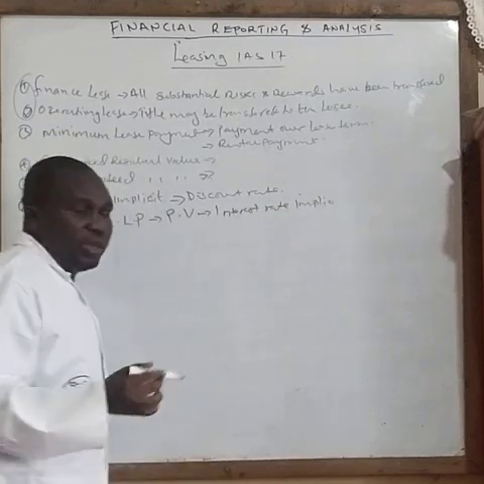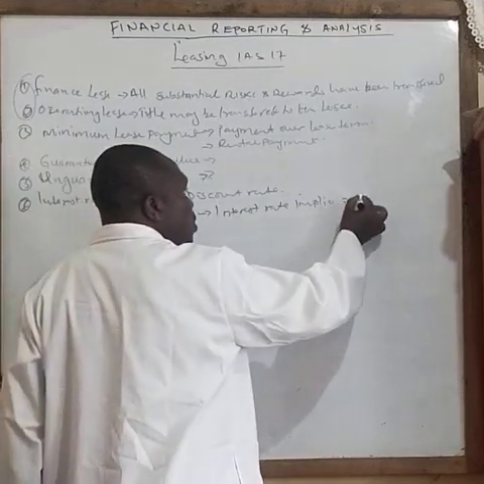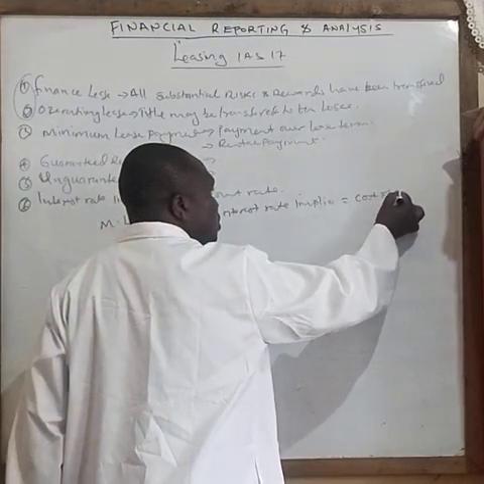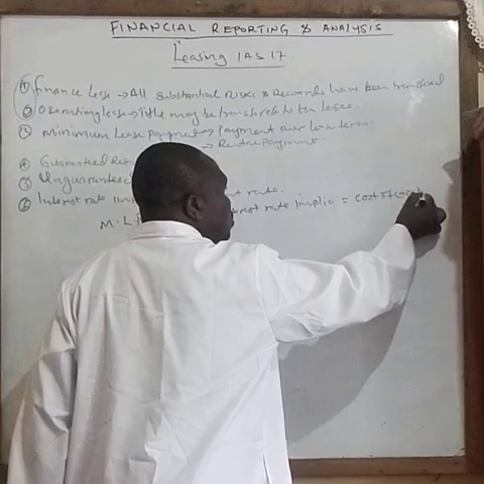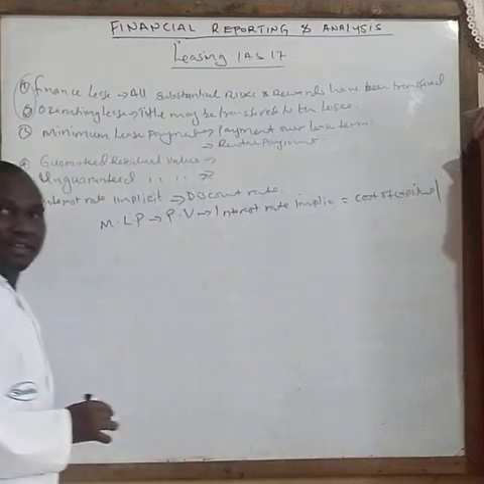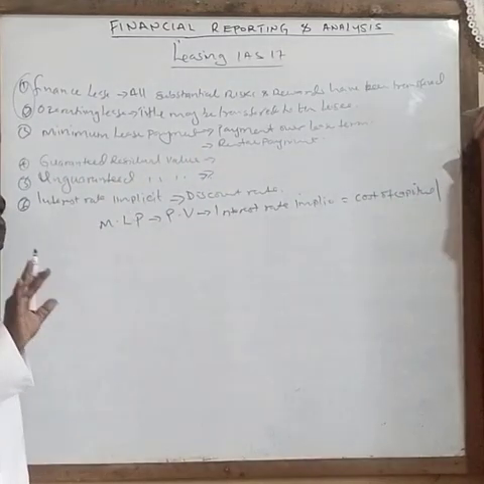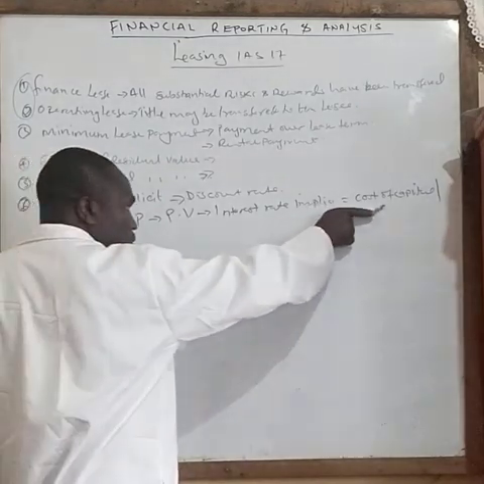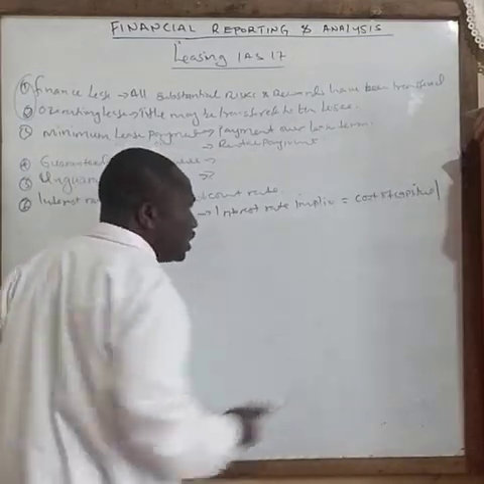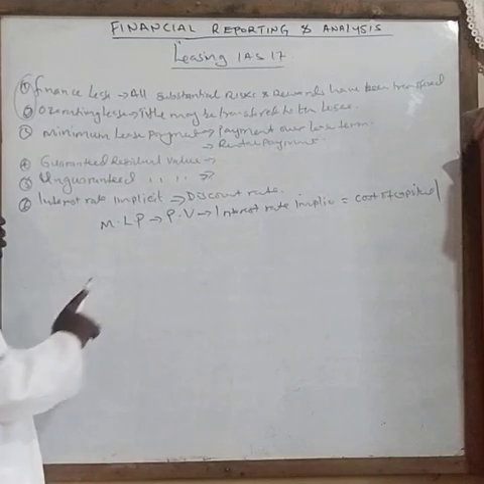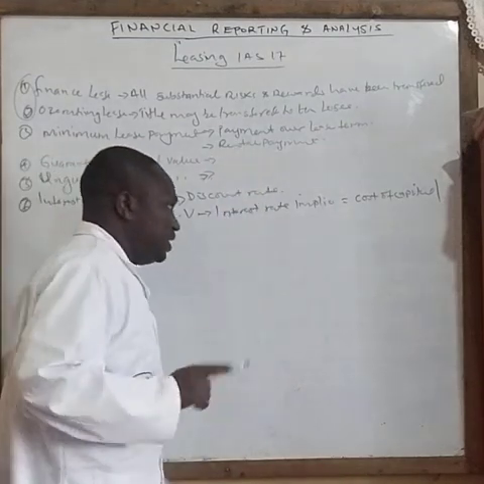In financial management, we call this one cost of capital. Sometimes we call it rate of return. So if you are doing financial management, you must have come across cost of capital or rate of return. But in financial reporting, we call it interest rate implicit.